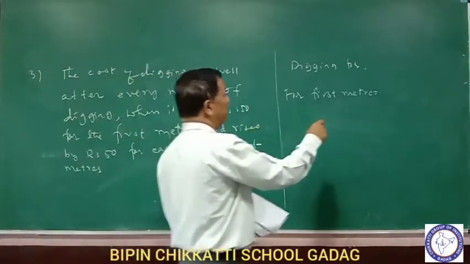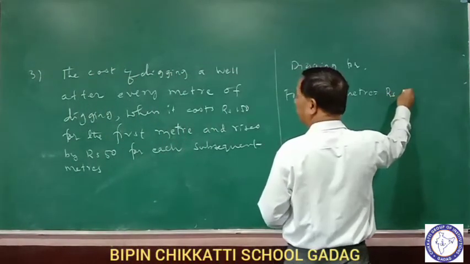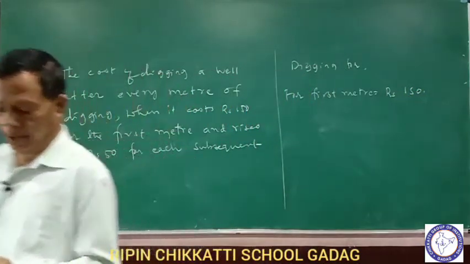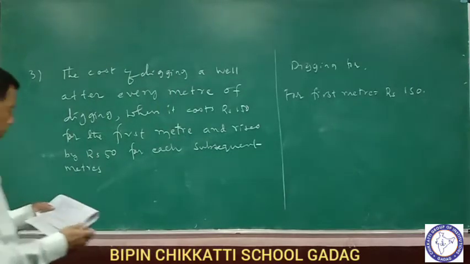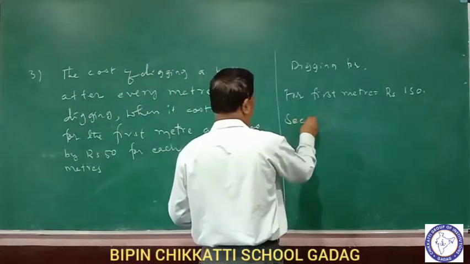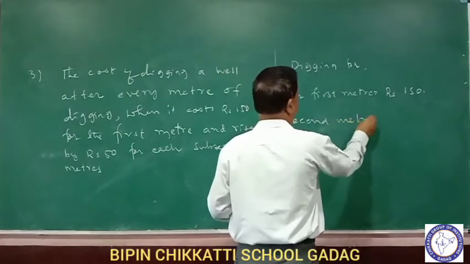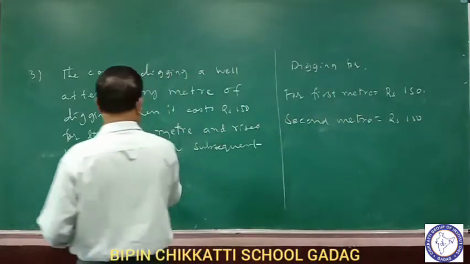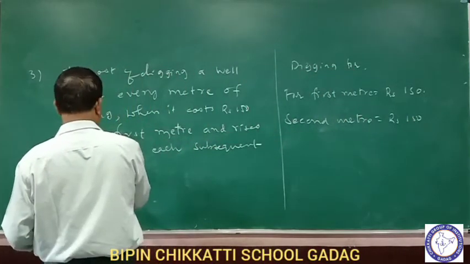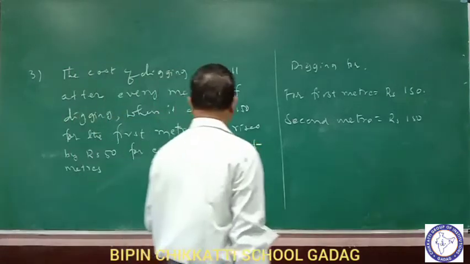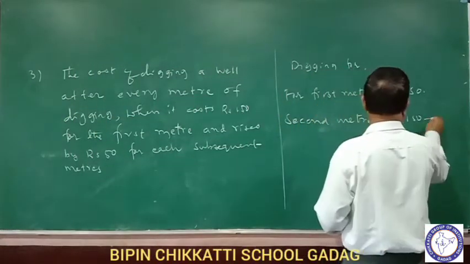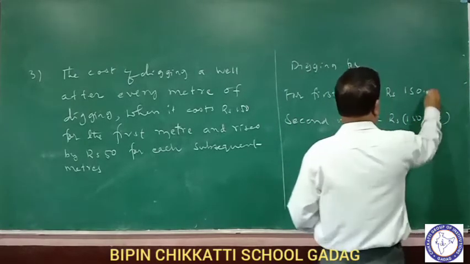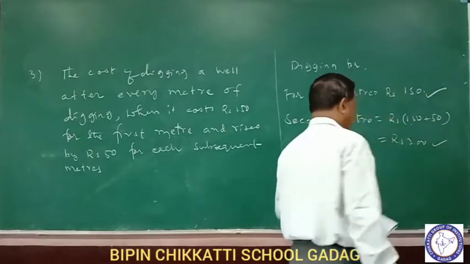So for the first meter, what is the cost here? Rs, how much is it given? 150. First meter it is 150. Now you see the second meter. Second meter, how much is it? Rs 150 and rises by Rs 50 for each subsequent, so 150 plus 50. So what is this? Rs 200. For the second meter it is 200.